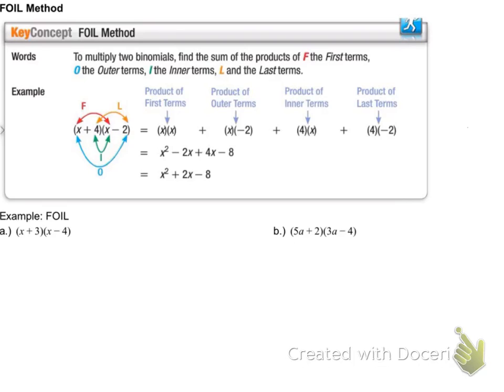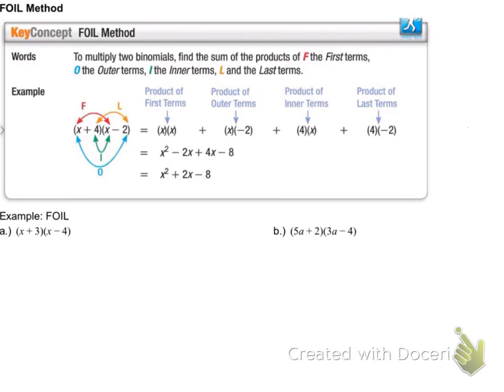So, F-O-I-L. Without looking at the screen, guys, what does FOIL represent? First, outside, inside, last. The book says first, outer, inner, last. But I remember it as inside, outside, inside. Doesn't matter, same thing. So, F stands for first.